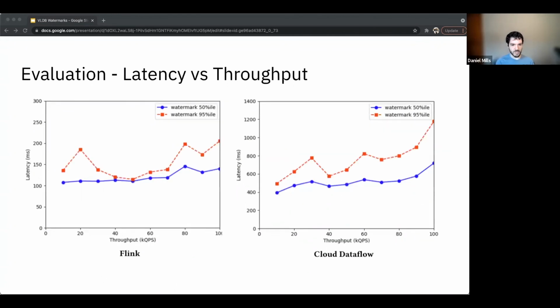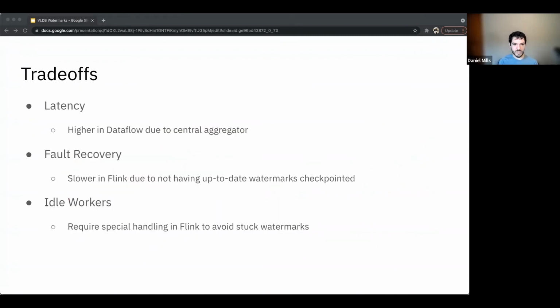The other dimension we took a look at was throughput, just to see how adding more load into the system affects watermarks. What we see in both systems is that as you add more records, there is a mild upward trend in latency as the overall system becomes more loaded and slows down a little bit, but it's not significant. What you see in both of these is that we can implement watermarks well on large-scale distributed systems with fairly low latency. There are a couple of trade-offs between the implementations.